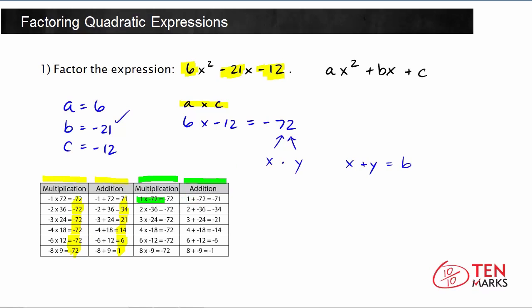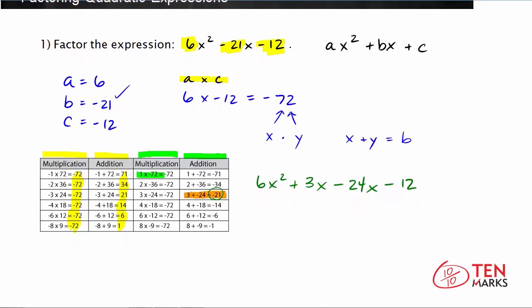So we want to find the factor pair that multiplies together to form negative 72, and then when you add those factors, you get negative 21. And what I notice is when you look in the chart, you can see right here that the factor pair of 3 and negative 24 add together to give you negative 21, which means I can rewrite part of our expression. So we still have 6x squared, but I can rewrite negative 21x as positive 3x minus 24x, which is equivalent to negative 21x, and then minus 12.